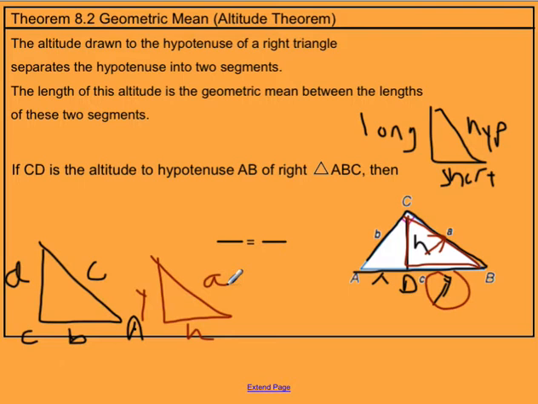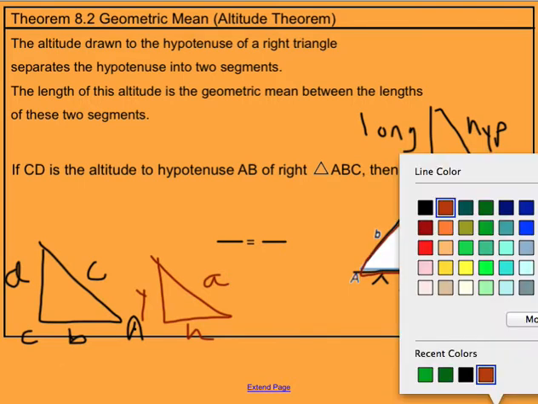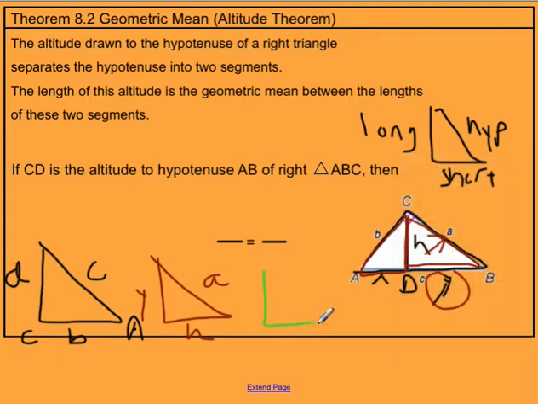Okay, then let's take a look at this little one. My short length is X, my long leg is H, and my hypotenuse is B. So we're going to set up a proportion, and it's going to be the short leg over the long leg of one triangle, and then the short leg over the long leg of the other triangle. I'm going to pull the two that use the altitude.